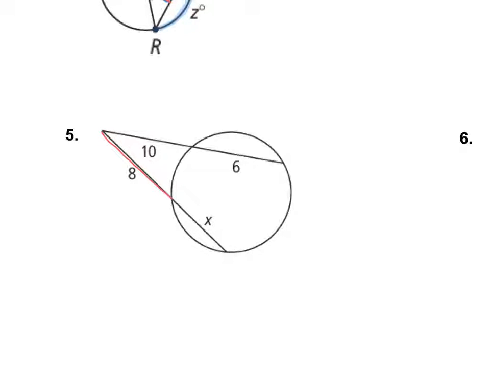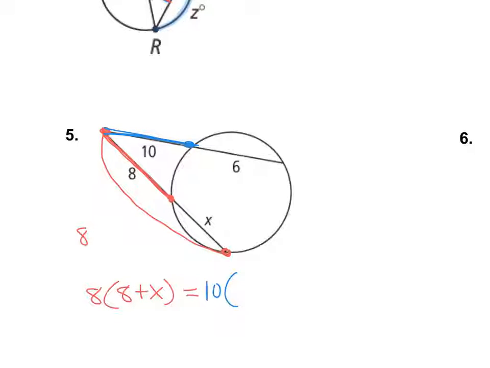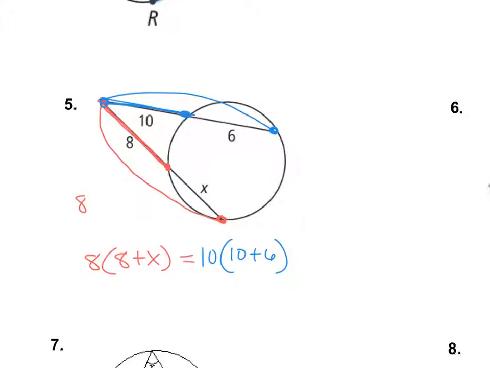Times 8 plus x. Right, so from the point to the circle would be 8. Oops, we're going to go down here. Right, no, plus 6. But so 8 was the first length. The second length goes from here around to here. So that length is 8 plus x. So 8 times 8 plus x equals, and then you do the same thing up here. 10 is from the point to the circle, and you multiply that from the point to the other side of the circle, which is a length of 16. So you could just go 10 times 16 right now. If you like the formula setup, it would be 10 plus 6, but really you're doing 10 times 16, right?